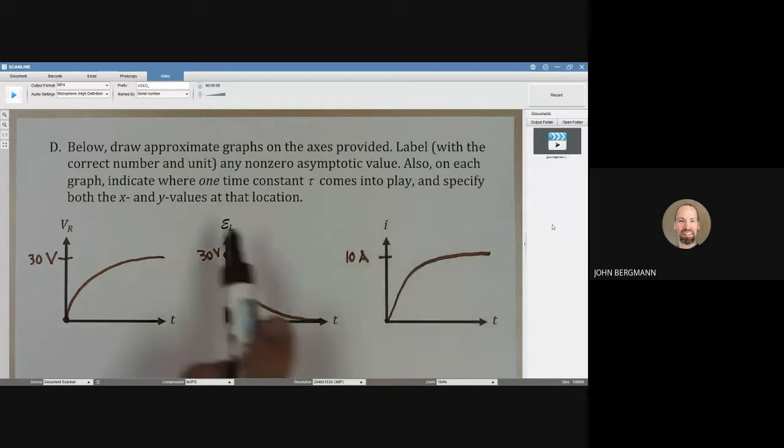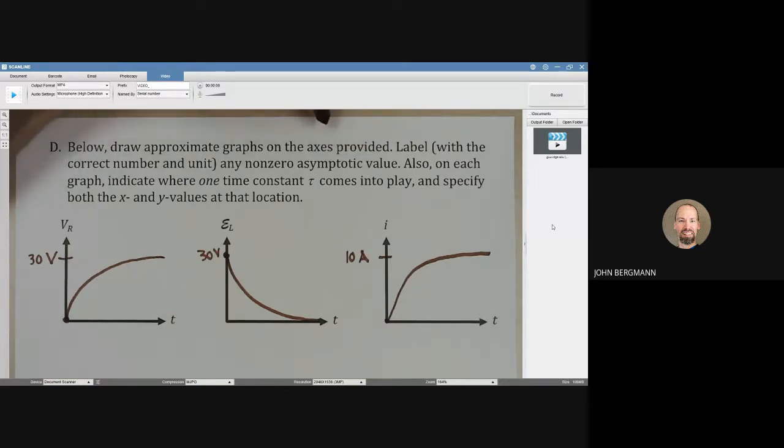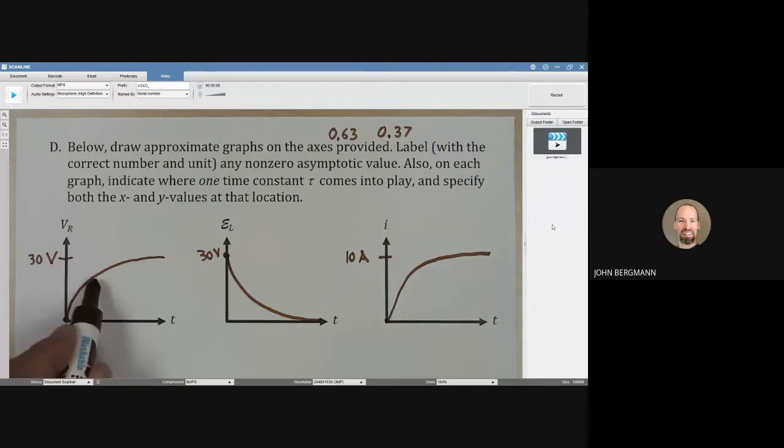The last part here, it says, indicate where one time constant comes into play. We said that the two fractions that are relevant whenever we're dealing with time constants are 0.63 and 0.37. At a time of 2 seconds, which is what the time constant was, we figured that out on the previous page. For this first drawing, we are 63% of the way up. 2 seconds might be right there. There's tau right there. And I know that because that right there is about 63% of the way up.